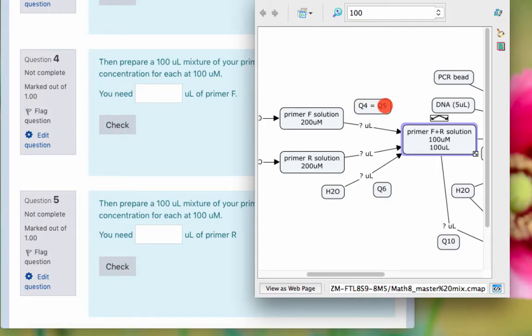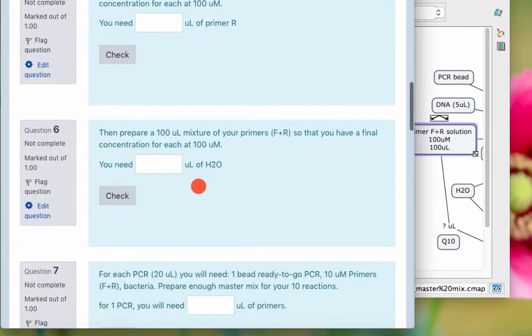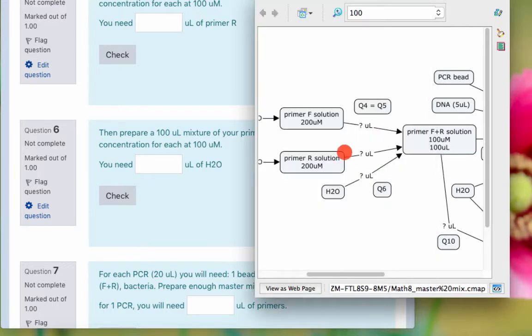For question number 5, it's basically the same calculation. You're going to figure out this question mark. The next question, question number 6, is the amount of water to use. There are 3 potential ingredients: the forward primer, the reverse primer, and water. The 3 numbers should add up to 100 microliters. Since you already figured out this and this in questions 4 and 5, you're just going to use this information to figure out this question mark, which is the answer for question number 6.